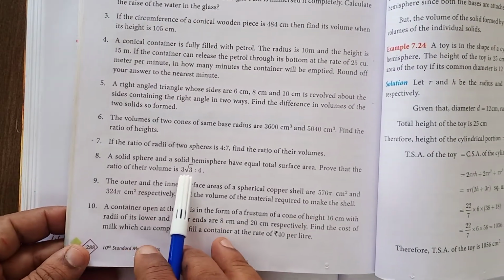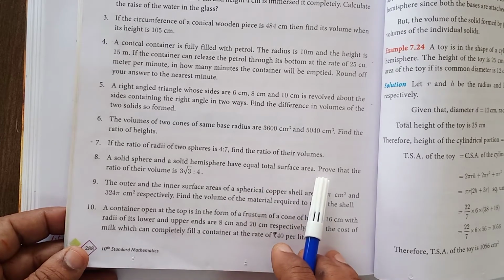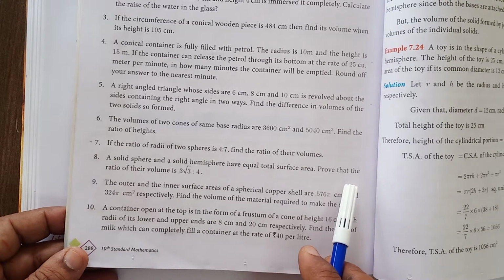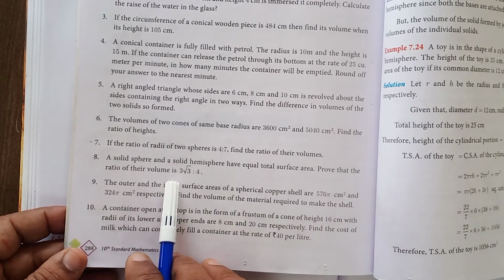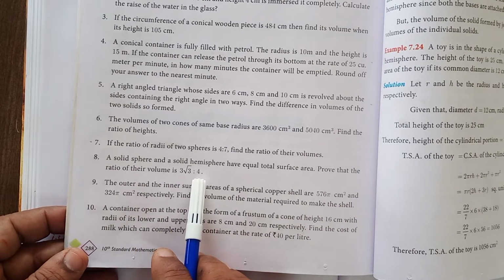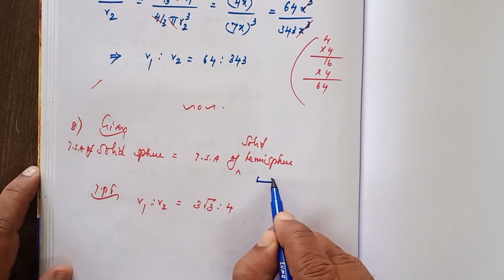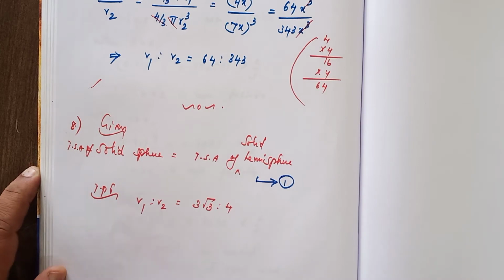A solid sphere and a solid hemisphere have equal total surface area. That is, the total surface area of a sphere and hemisphere are equal. Prove that the ratio of their volumes is 3 root 3 is to 4. So this is the condition given. Let it be equation number 1. Proof.